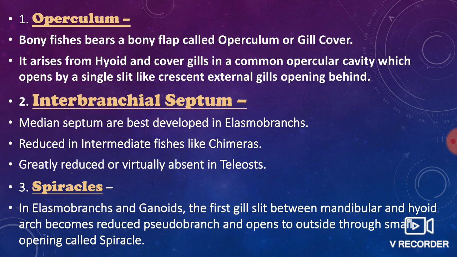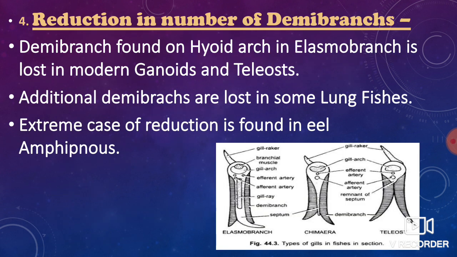The third difference is the spiracles. In elasmobranchs and ganoids, the first gill slit between the mandibular and hyoid arch becomes reduced, forming a pseudobranch, and opens to the outside through a small opening called spiracle. The fourth difference is the reduction in the number of demibranchs. The demibranch found on the hyoid arch in elasmobranchs is lost in modern ganoids and teleosts, which have only 4 holobranchs. Additional demibranchs are lost in some lungfishes.